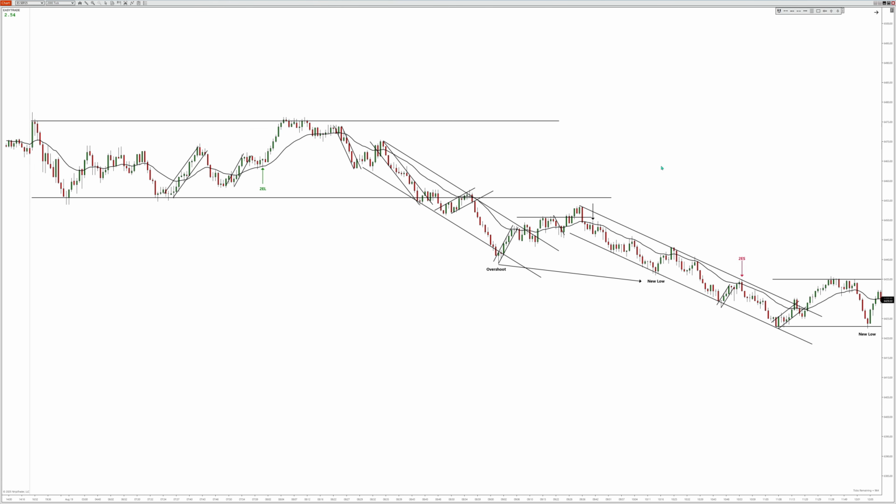So overall, really clean price action. We had this trading range at the beginning of the day, broke out of it, and you see how it came back and tested that support as resistance, and we had this strong push down.